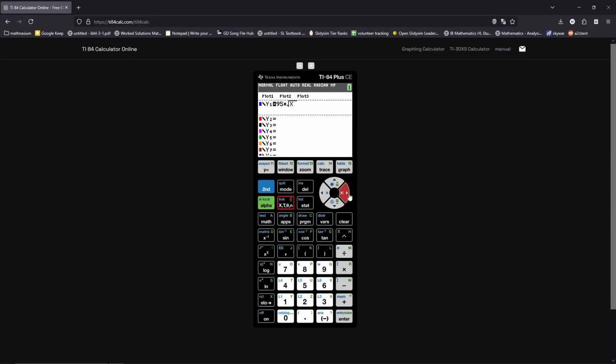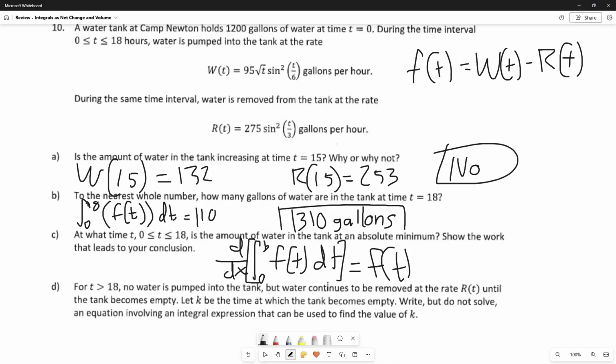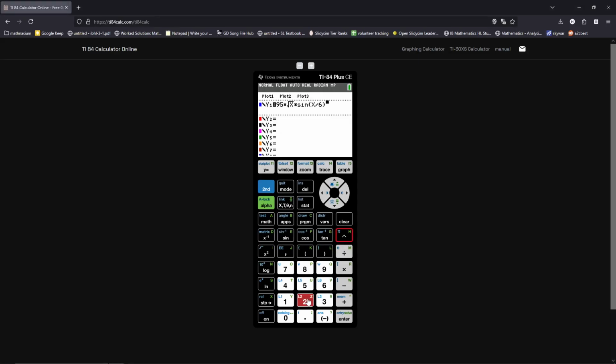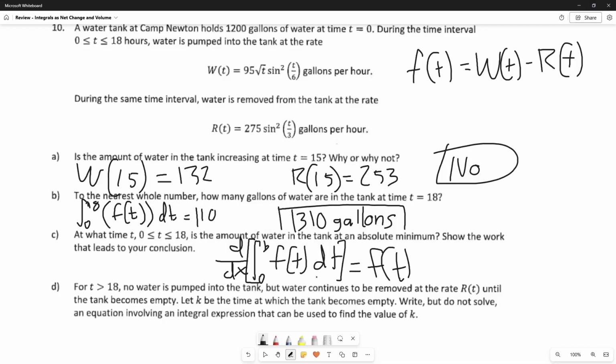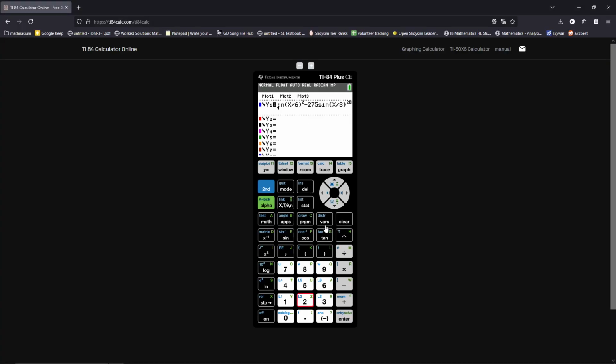95 times square root of x times sine of (x over 6) squared, minus 275 sine of (x over 3) squared, right? Yeah. And now we should edit our window. So let's set our minimum to 0, our maximum to 18 because that's the interval we're in, and look at the graph.